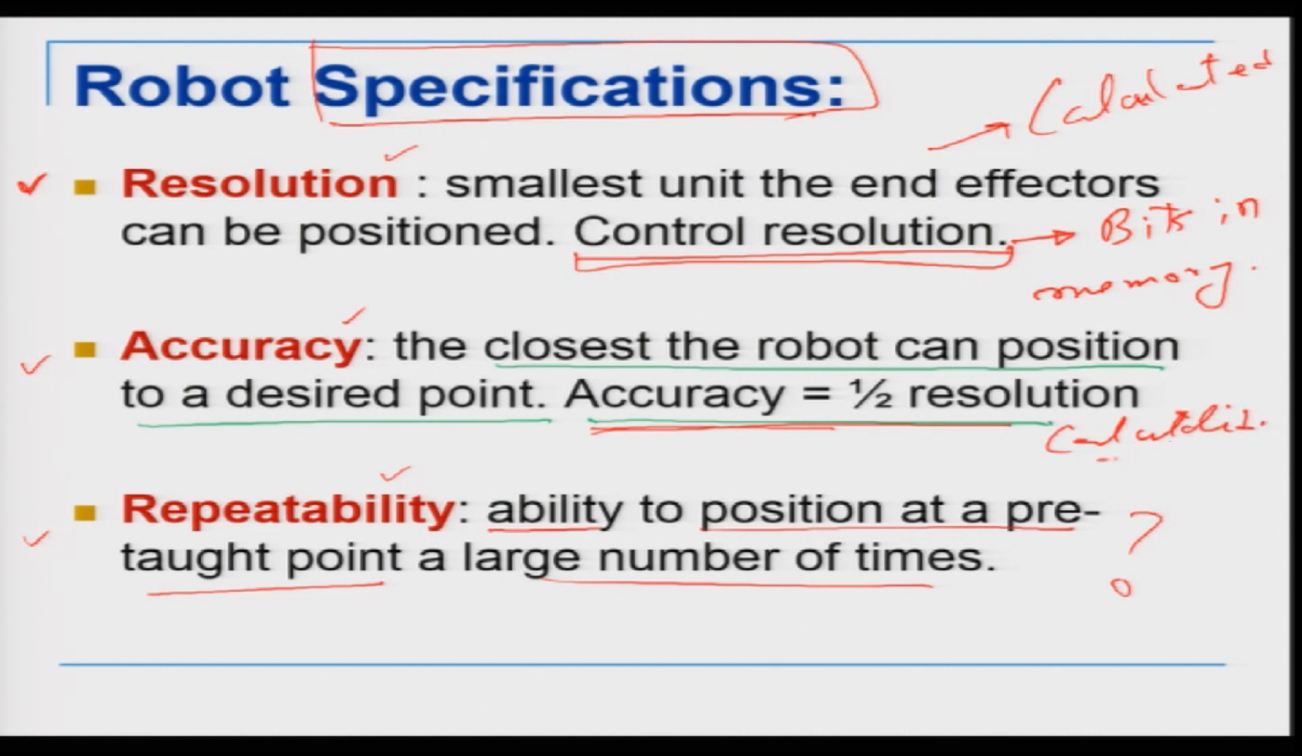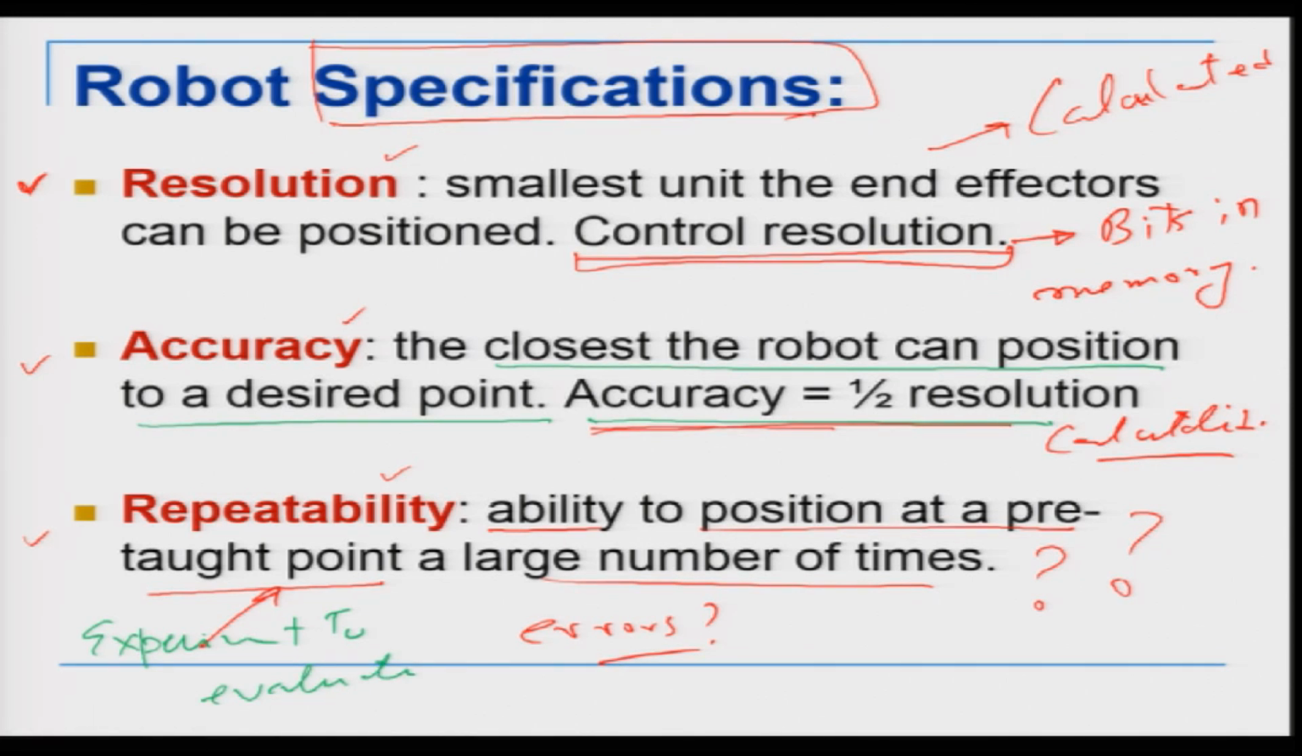Okay. But it is not possible to calculate this one, because these errors that are coming cannot be calculated. It is extremely difficult to calculate these errors. So the robot manufacturer will actually have to experimentally evaluate this. So repeatability is experimentally evaluated. So this is an experiment to evaluate this error, and it is statistically found.